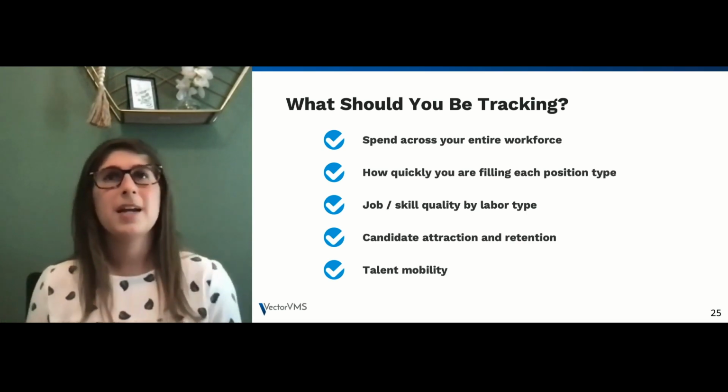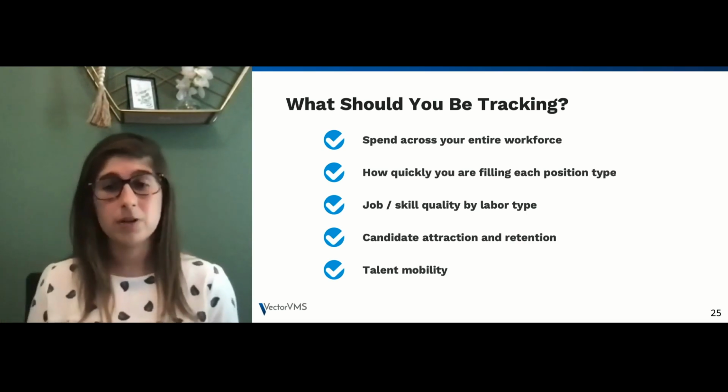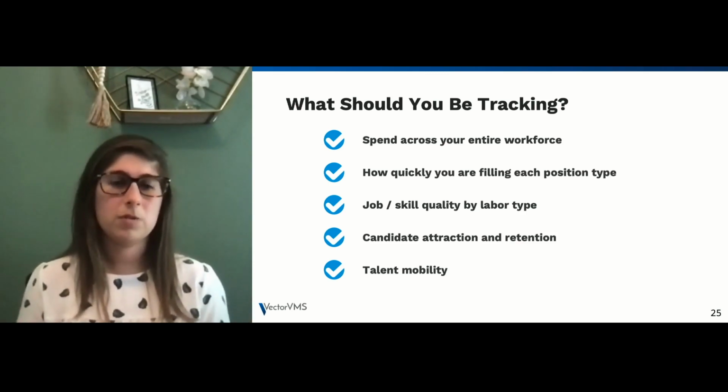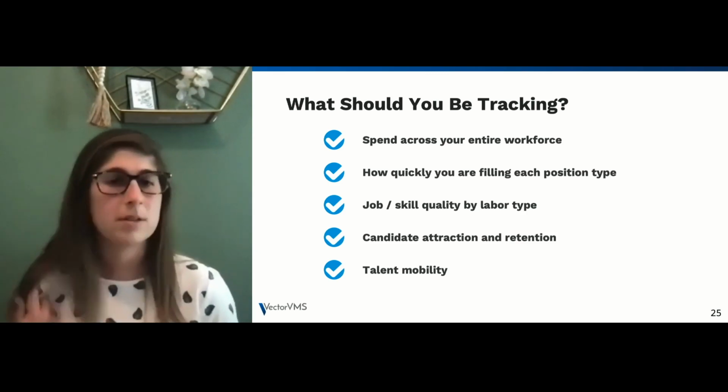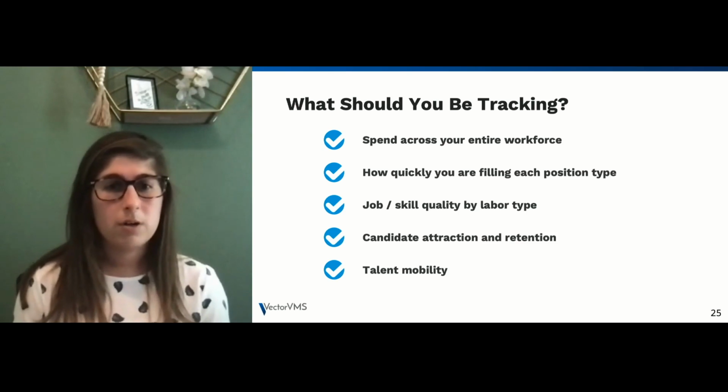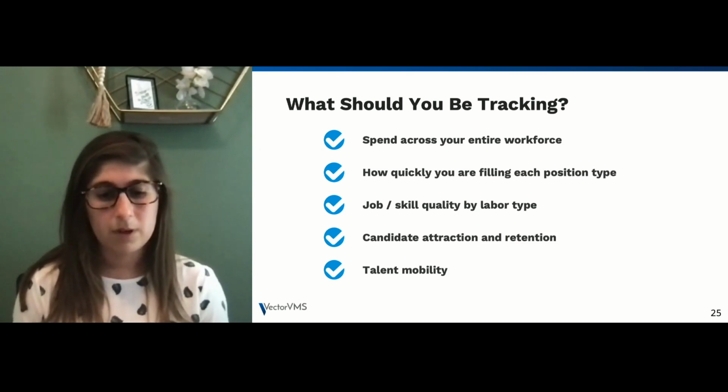I feel like everybody can give a basic number. For those of you that do have a total talent management process in place based off of the poll, I'm sure you can give me the exact number. And that's the benefit of doing a total talent management strategy, is knowing exactly what your spend is across your organization. And then, how quickly are you filling each type of position specifically?